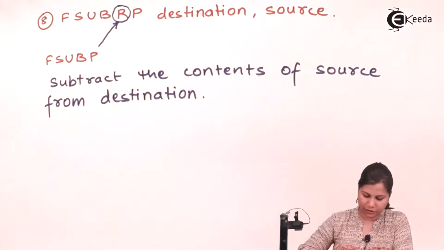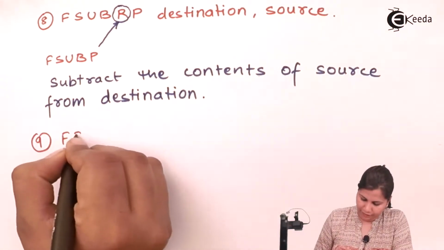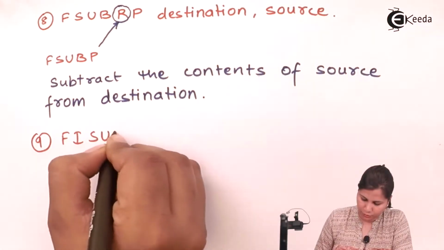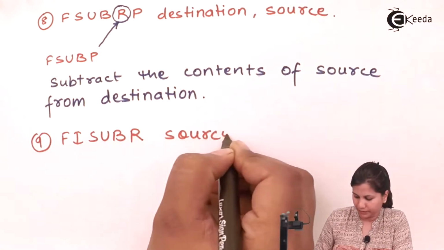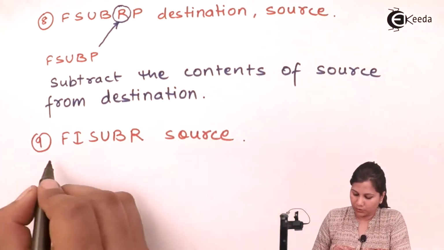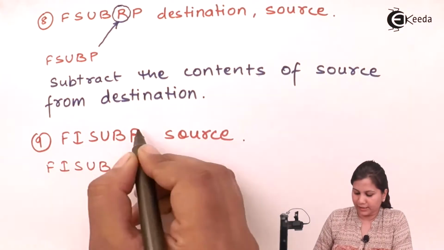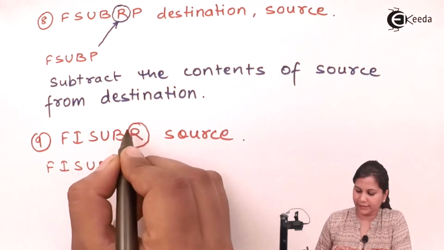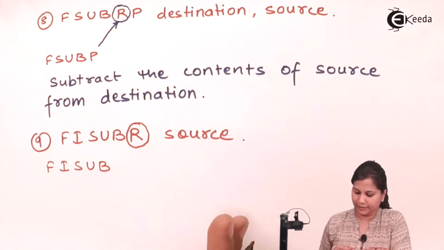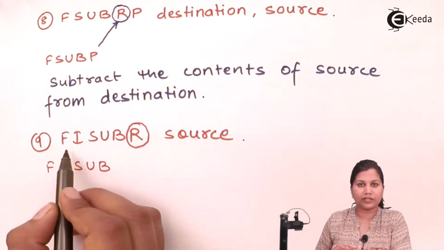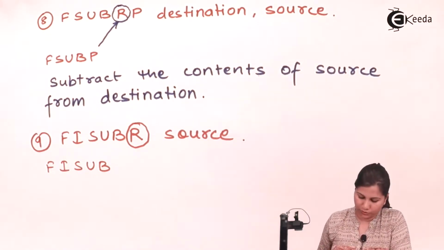Similarly, another instruction is FISUBR and then source. This instruction is also similar to FISUB, just with the reverse operation, that is the contents of the source are subtracted from the destination, that is the integer is subtracted from the destination or the source. Okay.